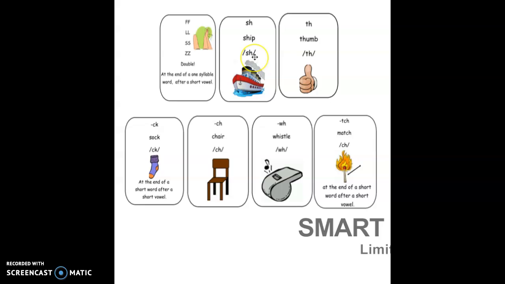SH, ship, sh. TH, thumb, th. CK, sock. At the end of a short word after a short vowel. CH, chair, ch. WH, whistle, w. TCH, match, ch. At the end of a short word after a short vowel.